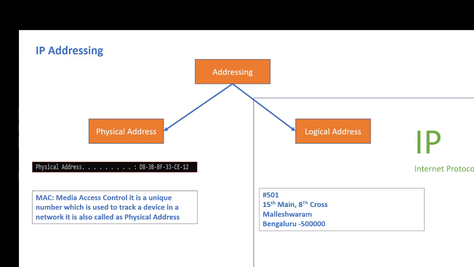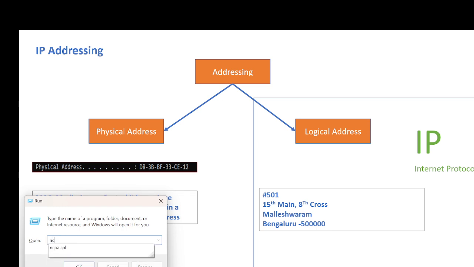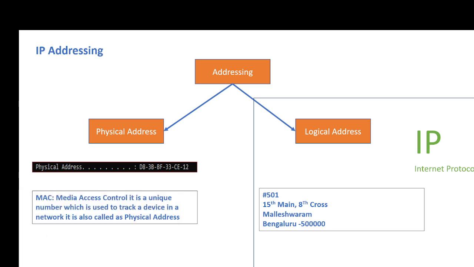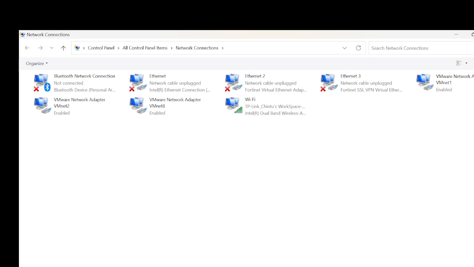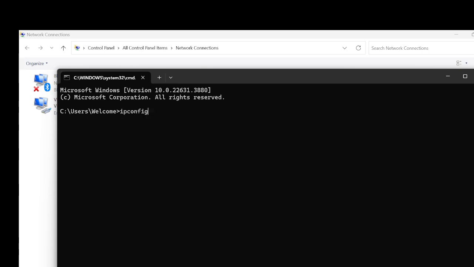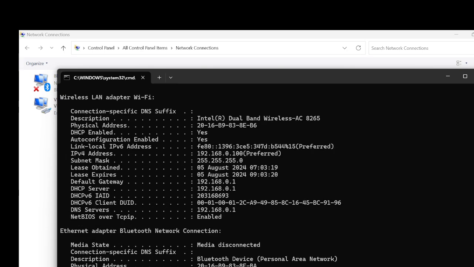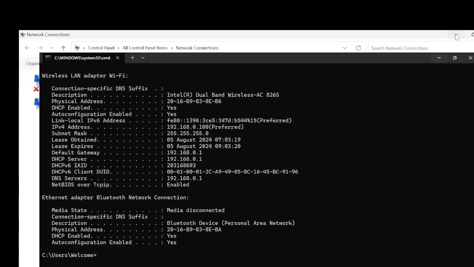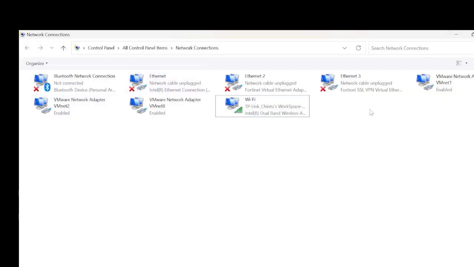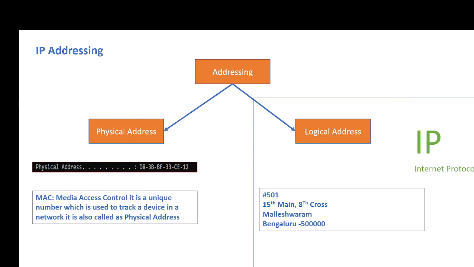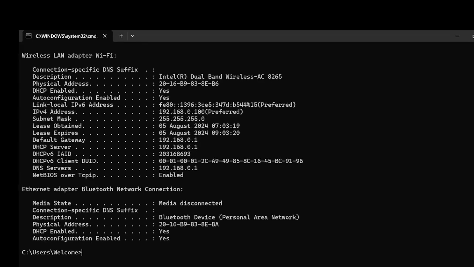Okay, so if you see my computer now, I'll go to ncpa.cpl. You can see multiple network interface cards here. I have a Bluetooth connector, VMware adapter, Ethernet card, Ethernet 2, and multiple others, and Wi-Fi is also there. If I go to command prompt and type ipconfig /all, it will list the addresses of all the network interface cards. How many cards are there here? I have about 8 network interface cards, and the command prompt will also show 8 devices' information. See here.